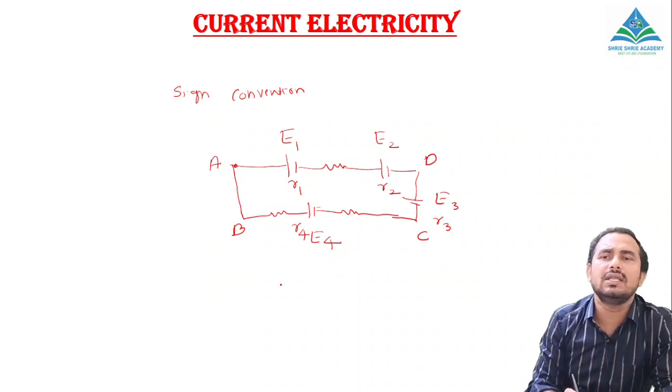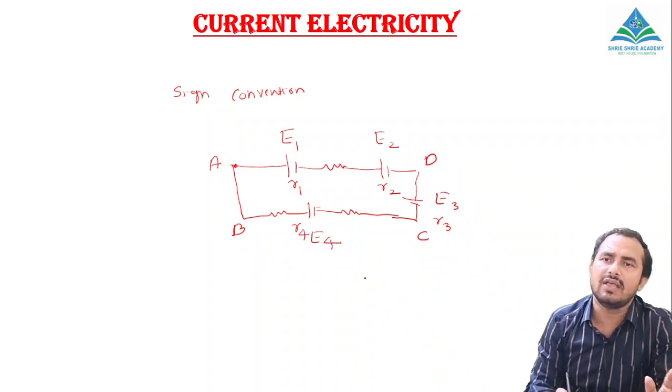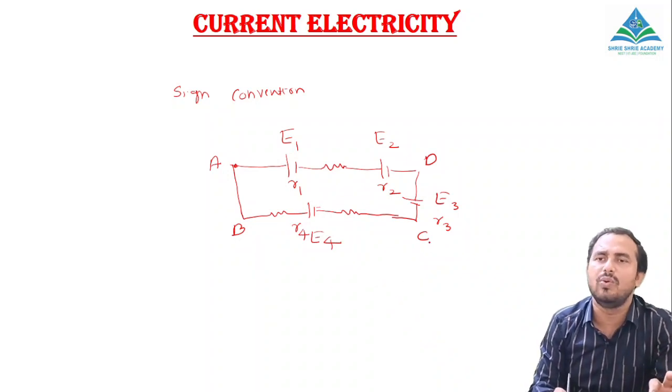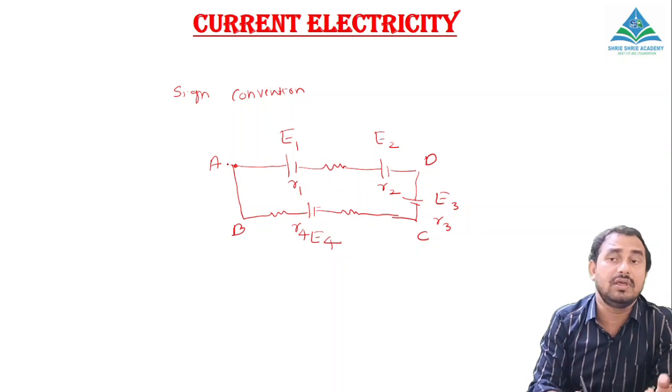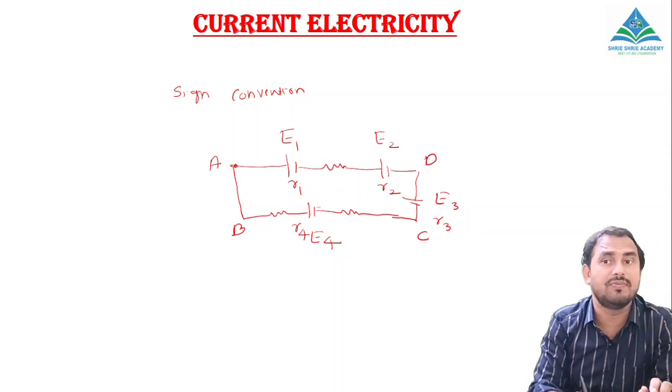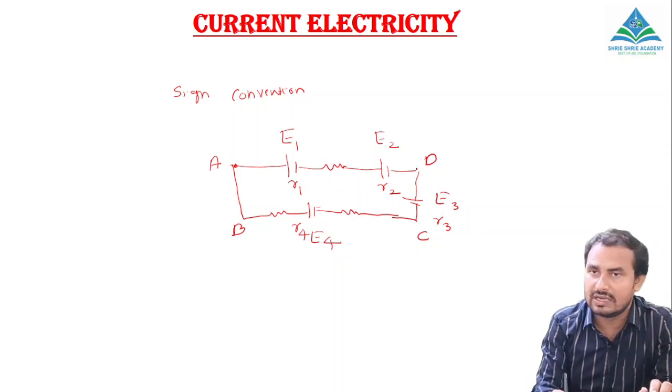Generally, if you have been given a closed path and you have to find the current, you take the whole closed path. Generally they do not ask between A to D, but I will also tell you how to find that out.